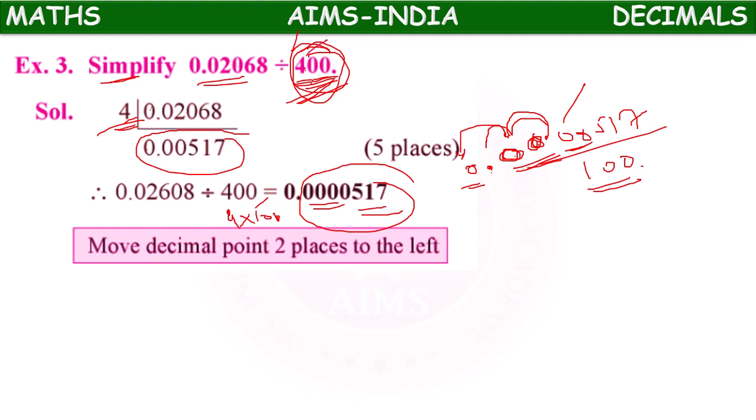So, if you get any number like this, 400 or in multiples of 100, first you have to divide with the whole number. Then, whatever answer is coming, you have to divide with the multiples of 10. Or, however many zeros you are having, that many places towards the left you have to move the decimal point. Like that you can do.